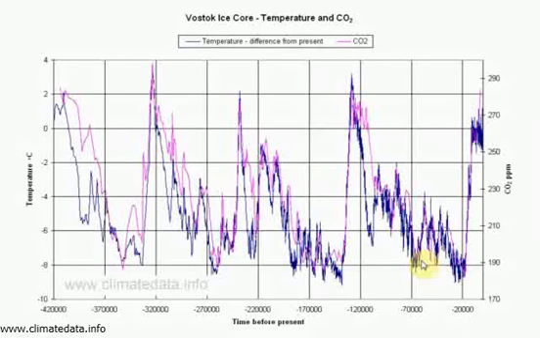What this suggests is that it is temperature which is driving the changes in carbon dioxide, although the carbon dioxide might act as an amplifier and increase the amount by which the temperature changes. The variation in temperature estimated from ice cores is actually likely to be less than occurred in reality.